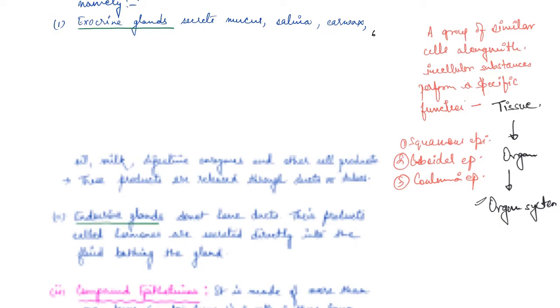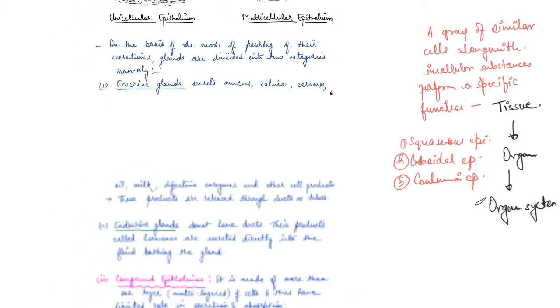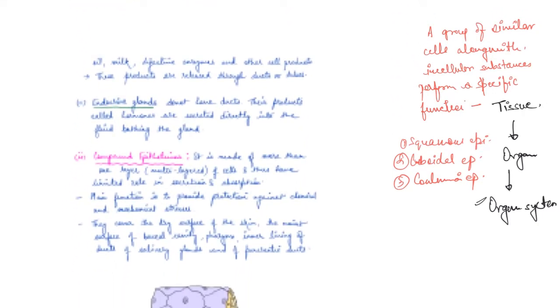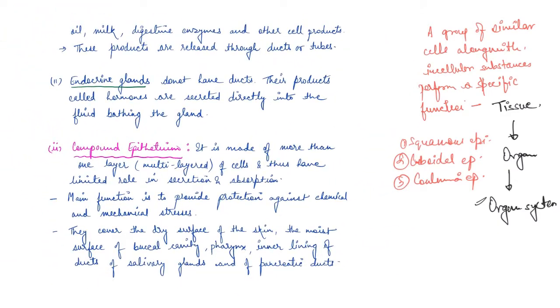Now in contrast, the endocrine glands do not have what? They do not have ducts. Remember that endocrine glands do not have ducts. What do they secrete then? Their products are called hormones, which are secreted directly into the fluid which is bathing the gland. So it is secreted directly into the fluid of the body. It is not secreted through any ducts or tubes.